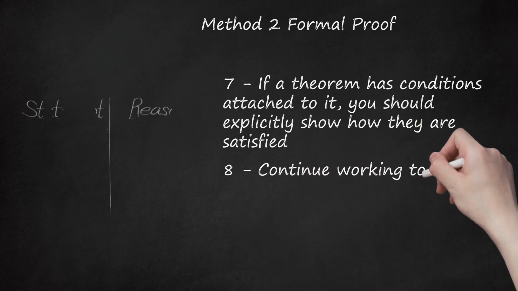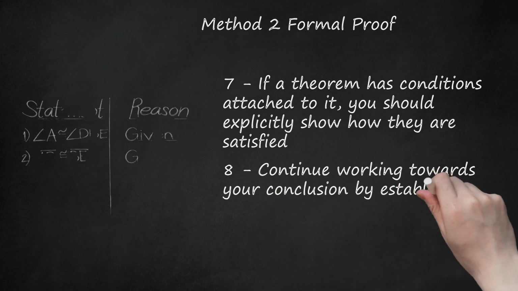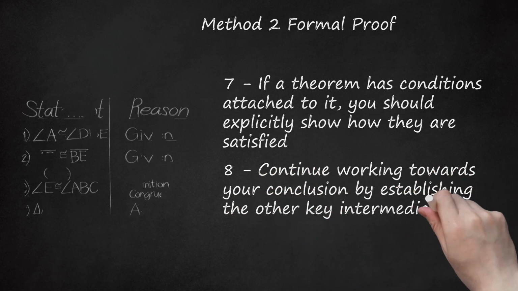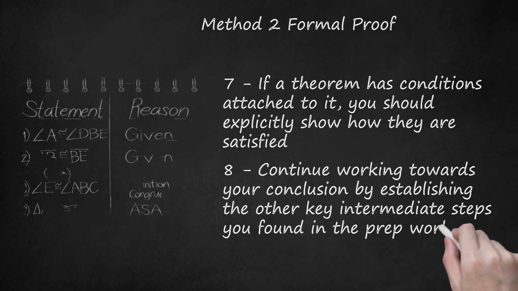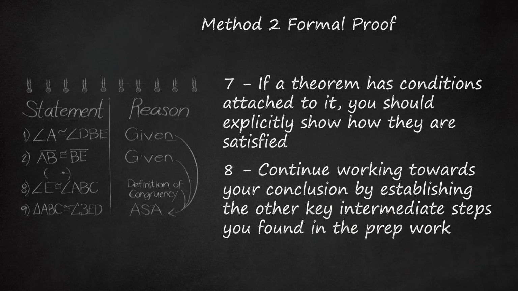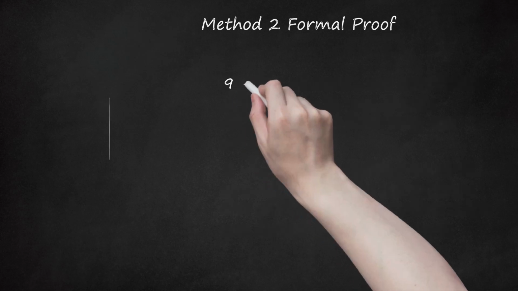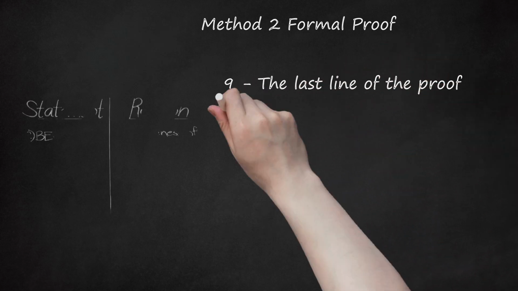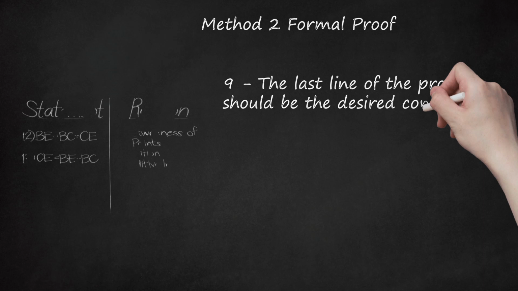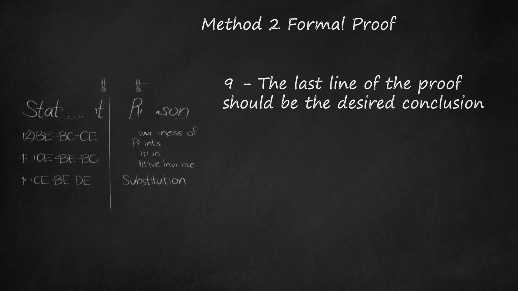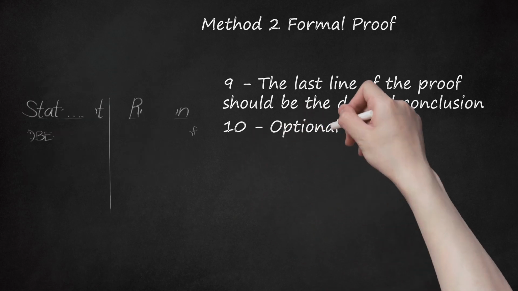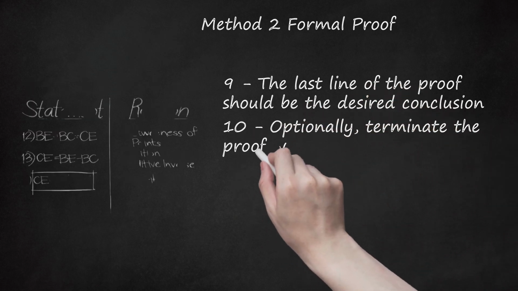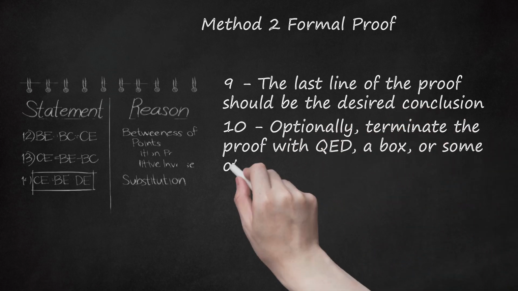8. Continue working towards your conclusion by establishing the other key intermediate steps you found in the prep work. Make sure that each step follows from the previous ones. 9. The last line of the proof should be the desired conclusion. As with all other steps, justify it with an appropriate reason. 10. Optionally, terminate the proof with QED, a box, or some other similar mark.